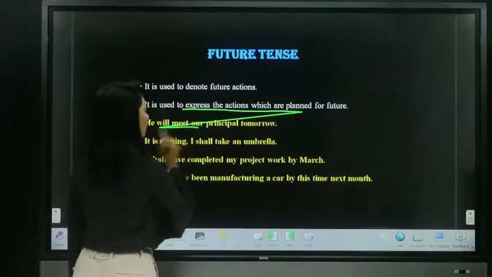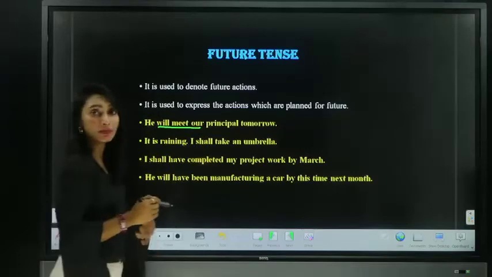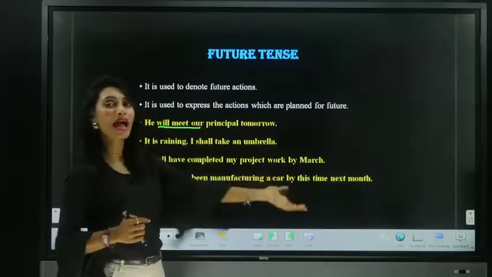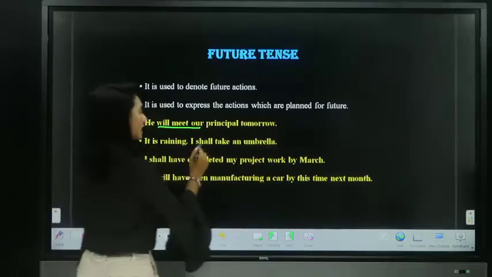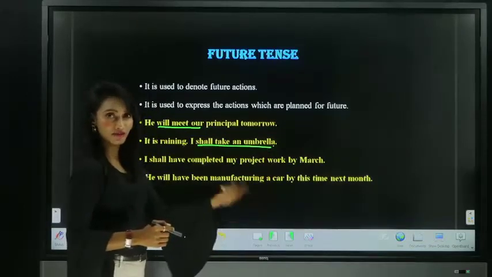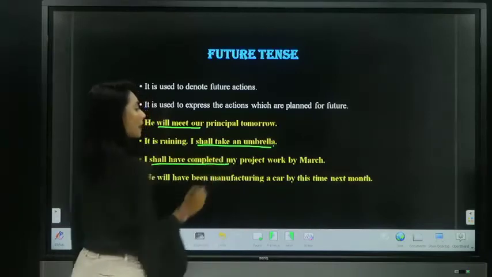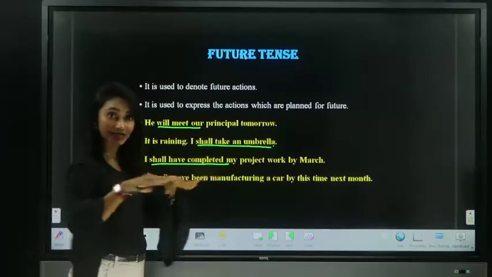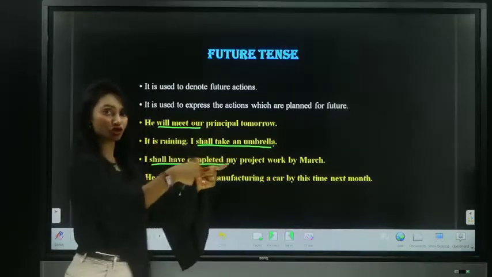I will meet our principal tomorrow. He will meet our principal tomorrow. So here it indicates an action which is planned to happen in the future, tomorrow. It is raining. I shall take an umbrella. An action which will take place in the future. I shall have completed my project work by March. An action which will have completed. The completed action, not present or past, but in the future.